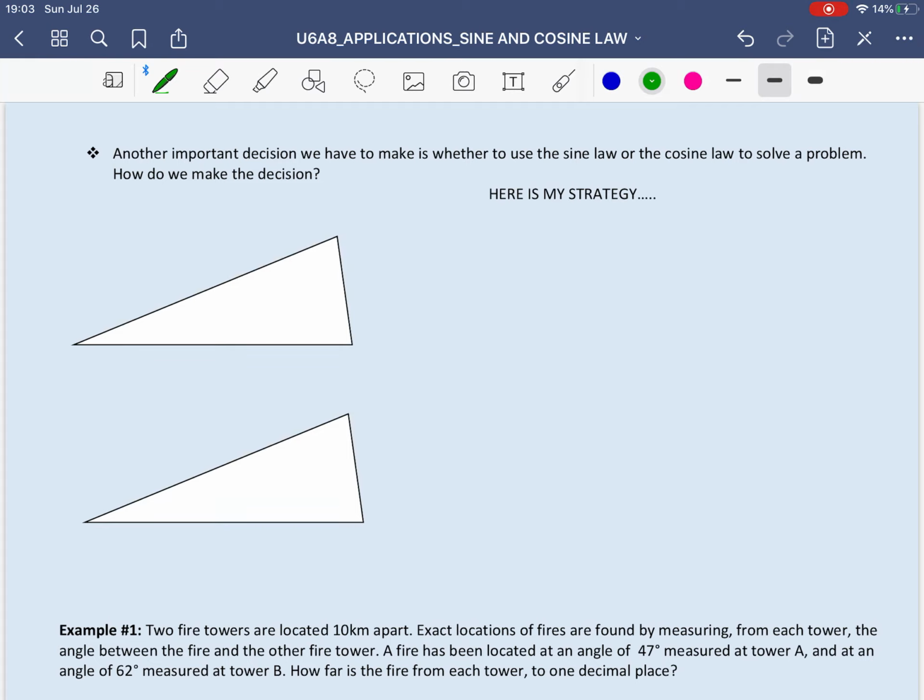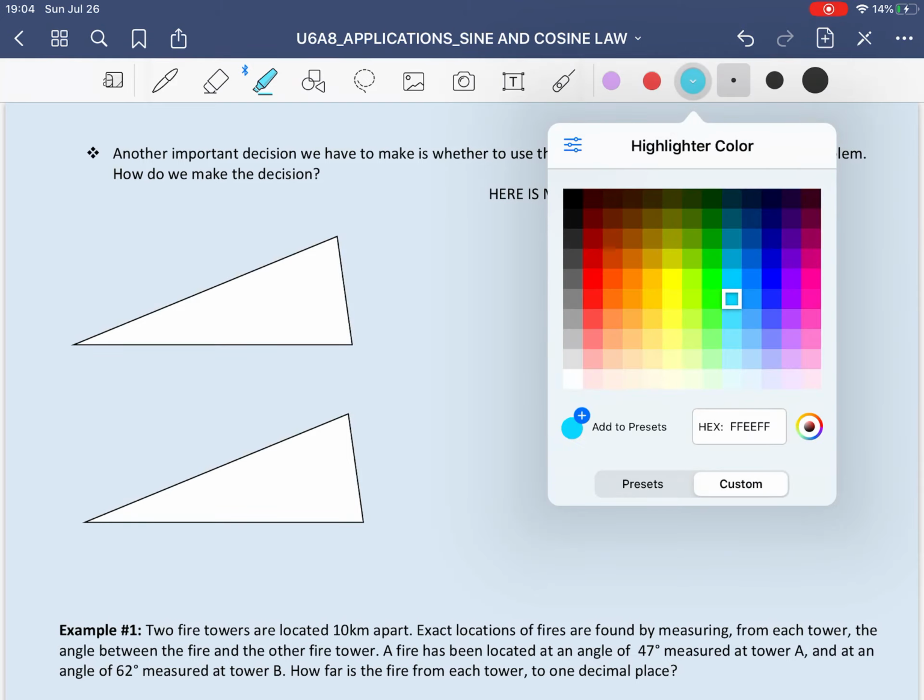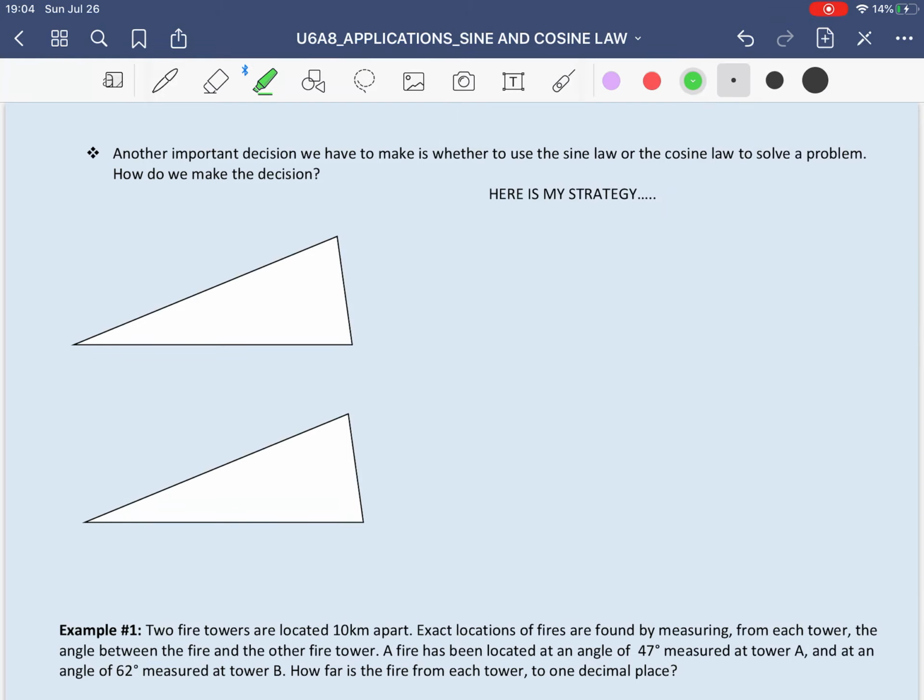And here is a strategy that I've shared with you in the past, and I want to review it again. Whenever we are trying to solve a non-right angle triangle, we first try to check and see if we can use the cosine law, because there are only two cases when we use cosine law.